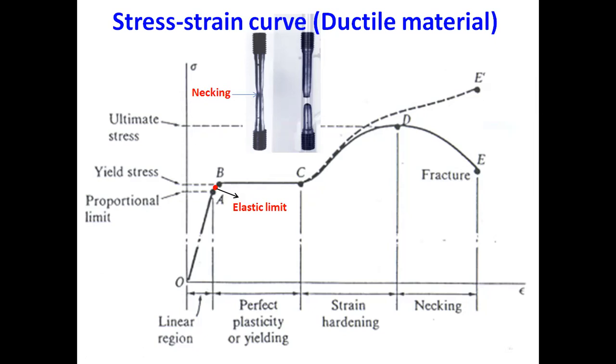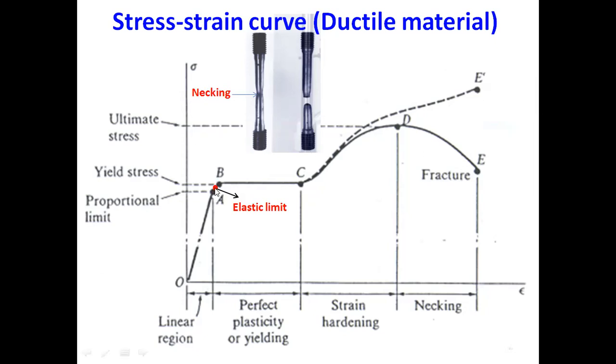But beyond the elastic limit, if we cross the elastic limit, then permanent deformation would start happening. And so after the elastic limit, if we remove the load, the material would not be able to regain its original dimension. What does that mean? It means that permanent set or permanent deformation has actually started within the material.